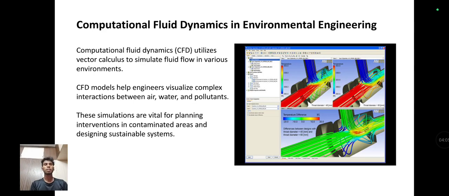Next, we will see computational fluid dynamics in environmental engineering. Computational fluid dynamics, in short form we call it CFD, utilizes vector calculus to simulate fluid flow in various environments. CFD models help engineers visualize complex interactions between air, water, and pollutants. These simulations are vital for planning interventions in contaminated areas and designing sustainable systems.